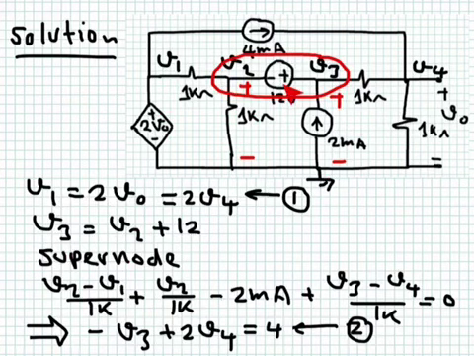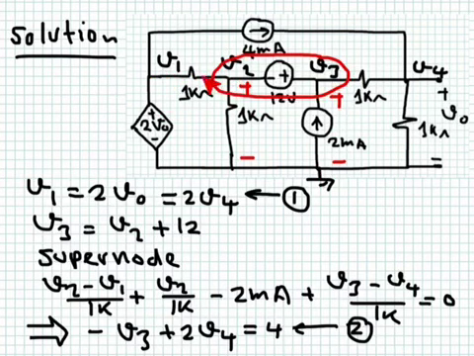Every time you see a voltage source connected between two internal nodes, and one of them is not ground, you have to apply a super node. So we're going to use this as our super node. We sum all the currents flowing out from the super node to be equal to 0. Here we have 4 currents flowing out: one current, a second, a third, and a fourth.